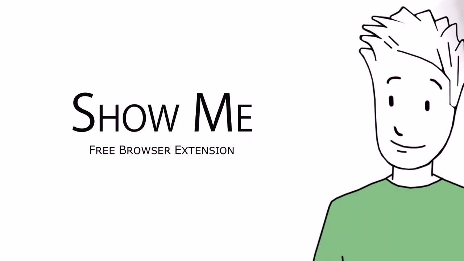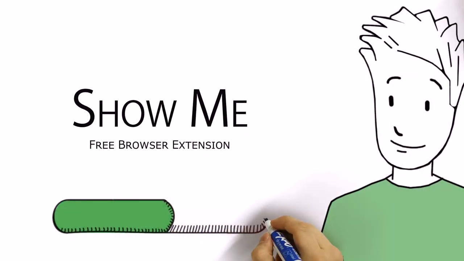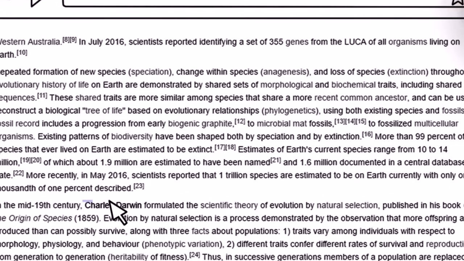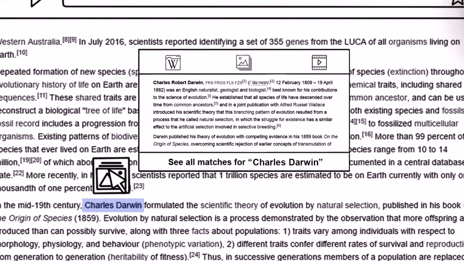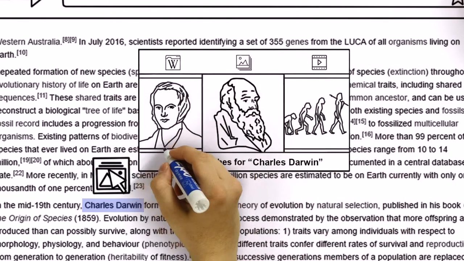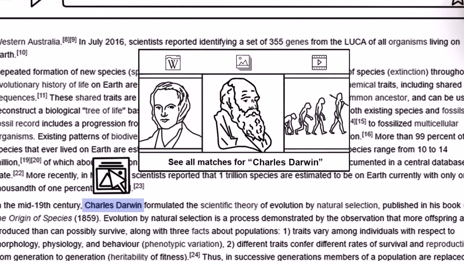SHOWME is a free browser extension that will help you. Simply install SHOWME in your browser. Hover over an unknown word, and you will see not only its meaning, but its image as well, or possibly a video, in order to understand what is being said.